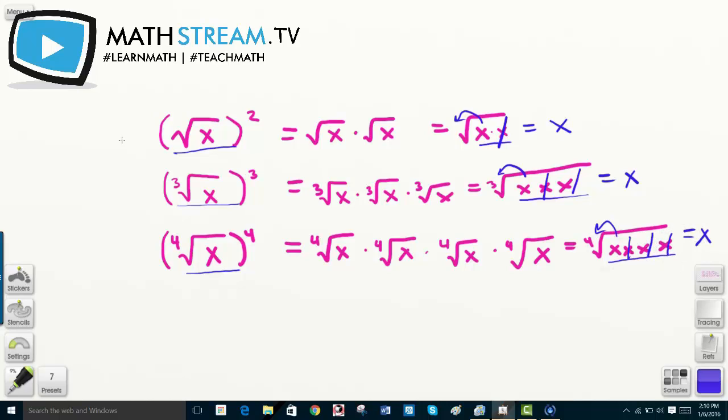So in all of these situations, a square and a square root basically undo each other and we just get an answer of x. A cube root and a cubed power undo each other and we get x. And a 4th root and a 4th power undo each other and we get just x. And that's it, Daniel. For topic 2.